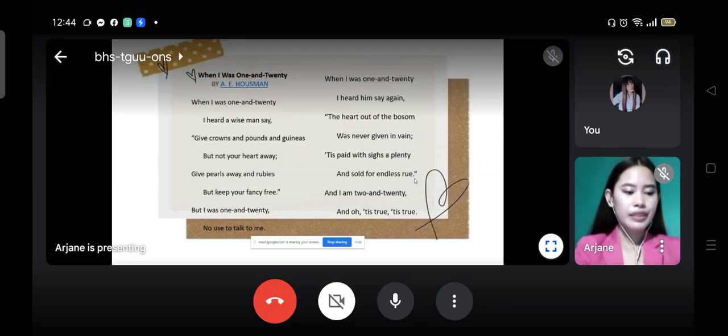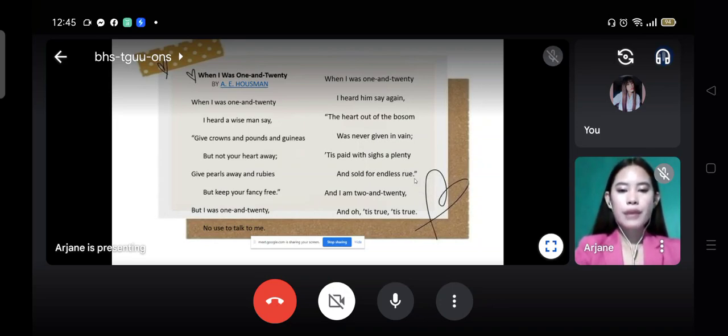In the second stanza, the rhyme scheme is A B C B A D A D. The first line, twenty, rhymes with the fifth line, plenty, and the seventh line, twenty. The second line rhymes with the fourth line, in vain. The third line, the C, rhymes with the sixth line, rue, and with the last line, true. So that is A B C B A D A D.